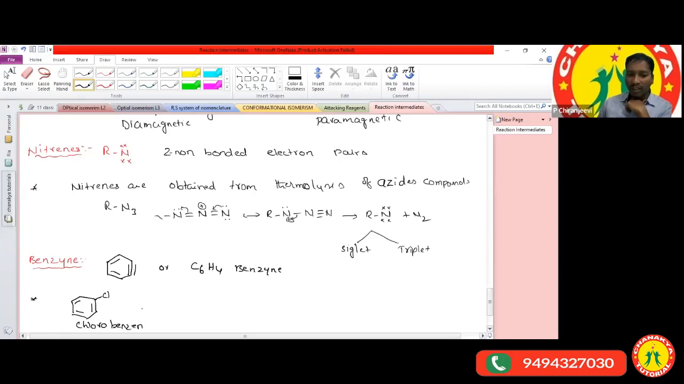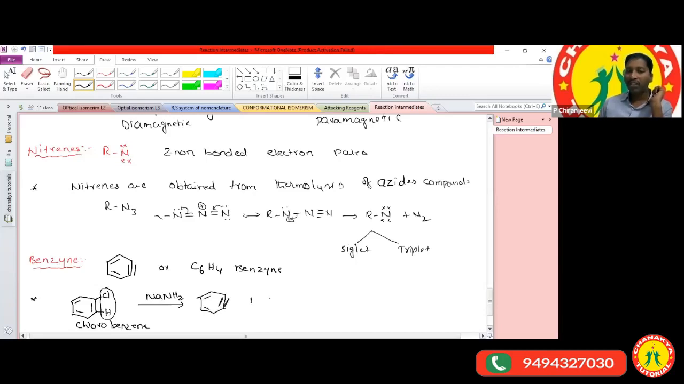When chlorobenzene is treated with sodamide, molecular formula NaNH2, sodamide acts as a dehydrohalogenating agent. What is meant by dehydrohalogenating agent? We have to remove the hydrogen as well as the chlorine atom. This is called dehydrohalogenation. If you remove the hydrogen and chlorine between two carbon atoms, it forms one more pi bond, and then it forms a benzyne.